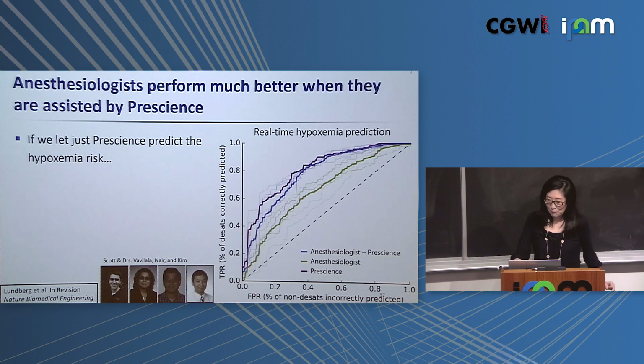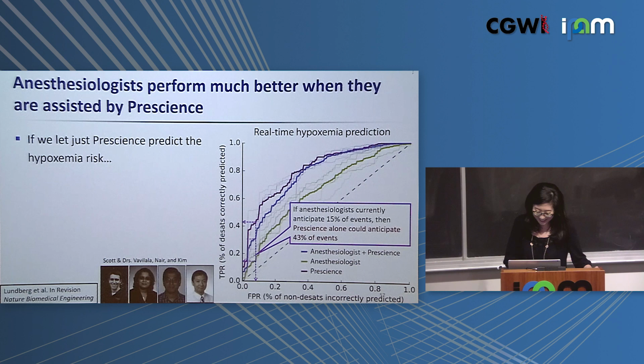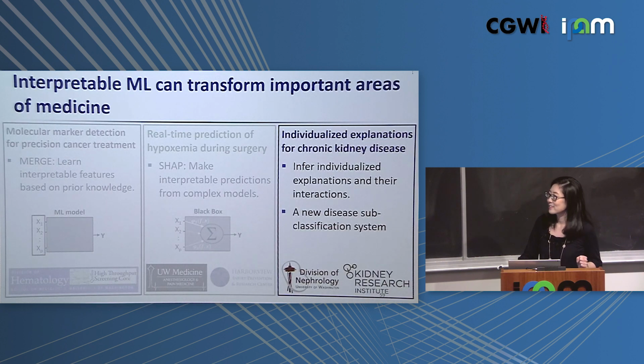So interestingly, the prediction performance of anesthesiologists with Prescience explanations was slightly lower than direct predictions made by Prescience. So what this means is that if anesthesiologists adjust their risk estimate for a patient away from what Prescience originally predicted, they are more likely to be wrong than right. Okay, I'm not going to add more than that.